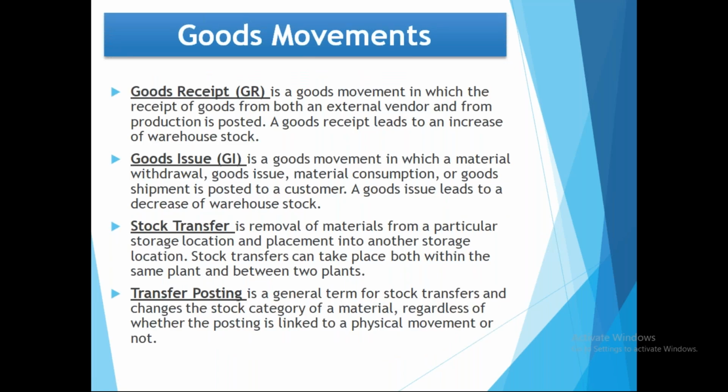Okay. Now, what are the types of goods movements? So there are broadly 4 types of goods movement. One is goods receipt, second one is goods issue, third one is stock transfer, fourth one is transfer posting. Okay. So what is goods receipt? Goods receipt is a goods movement in which the receipt of goods from an external vendor or from production is posted. A goods receipt leads to an increase of warehouse stock. That means here we are receiving the stock, so stock will get increased.